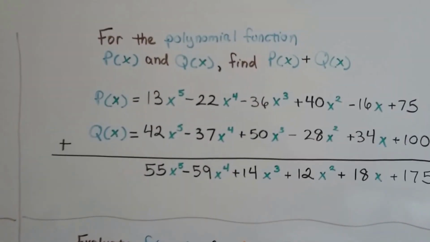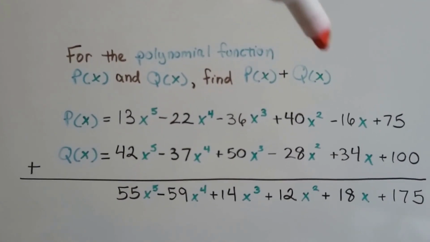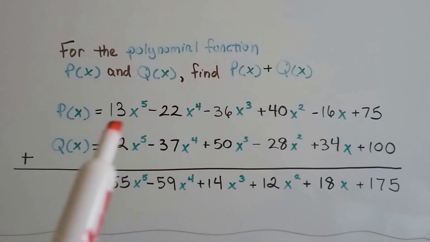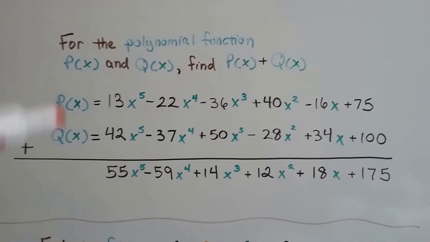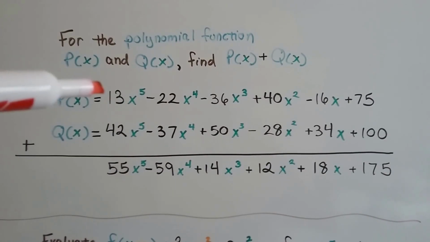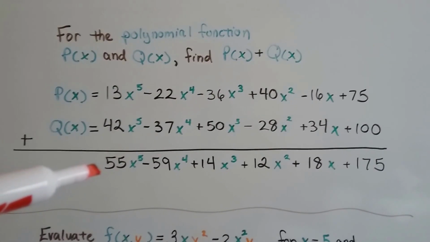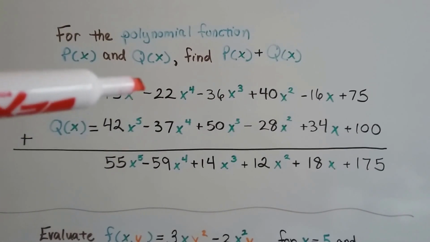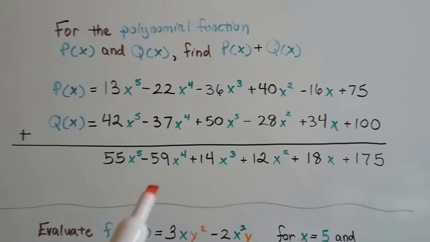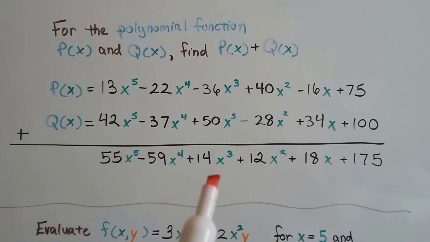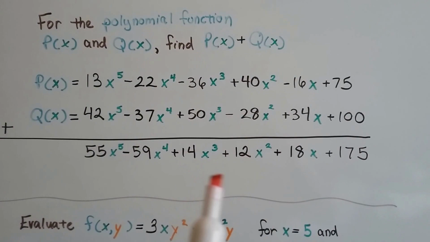For the polynomial functions p of x and q of x, if it tells you to find p of x plus q of x, and it gives you this long expression and this long expression, if you need to add these together, you just add them. 13x to the 5th power plus 42x to the 5th power is 55x to the 5th power. A negative 22x to the 4th plus a negative 37x to the 4th is a negative 59x to the 4th. Negative 36x to the 3rd plus 50x to the 3rd is a 14x to the 3rd.